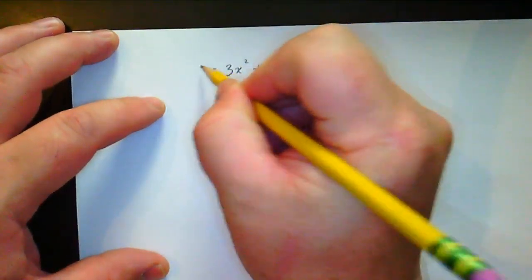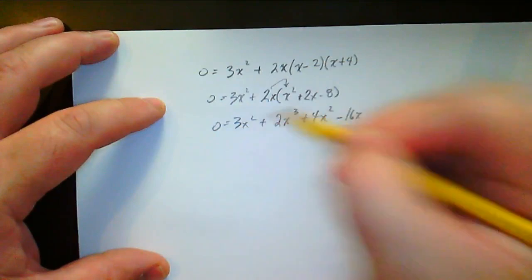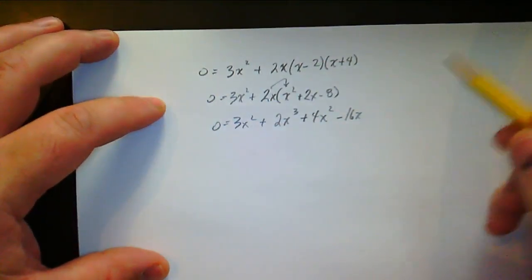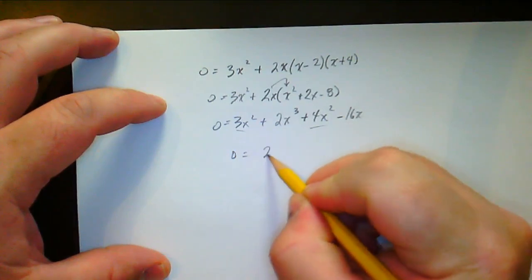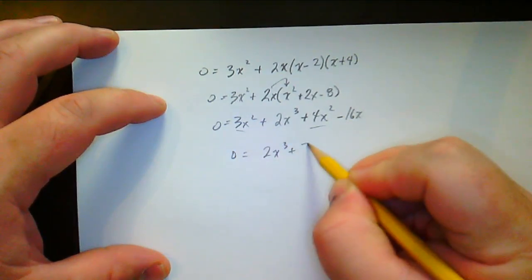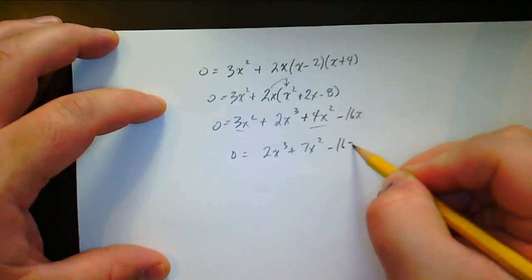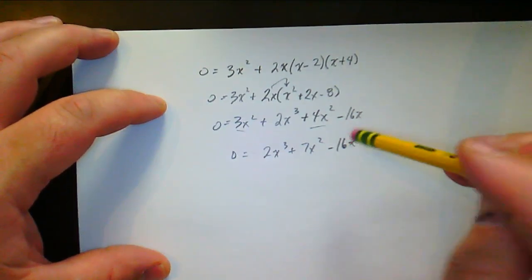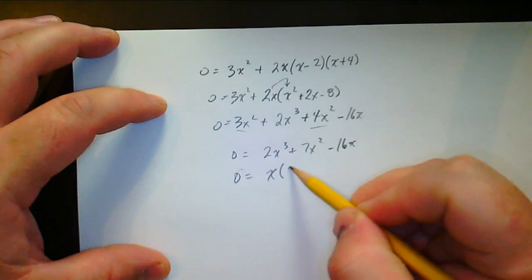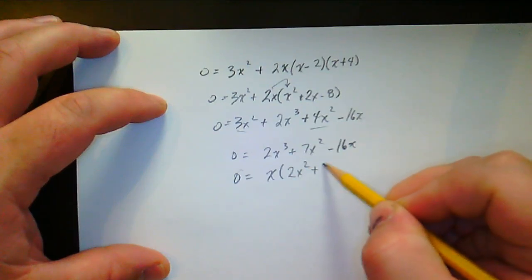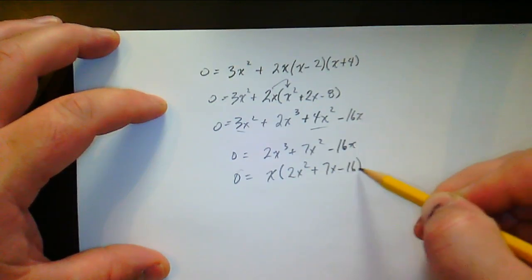Okay, now, this is all equal to 0 because we're finding x-intercepts, right? So we can combine like terms right here. So here's what we got. 2x cubed plus 7x squared minus 16x. Now let's go ahead and factor out an x. Okay, so we got x, and then we got 2x squared plus 7x minus 16.